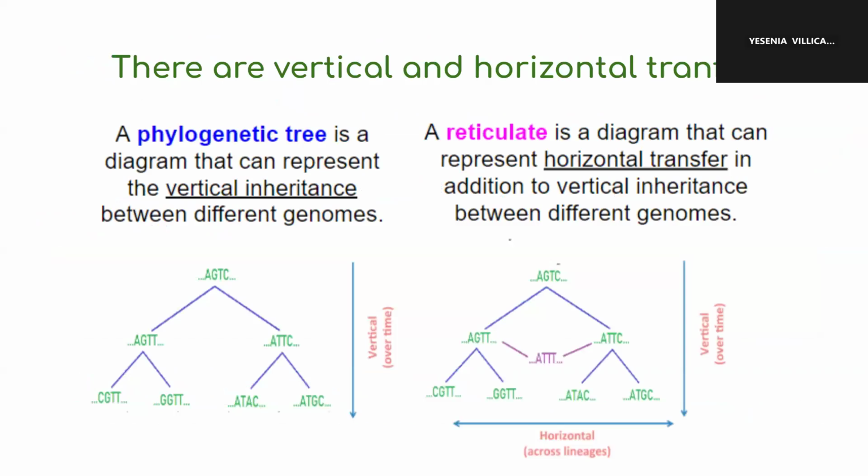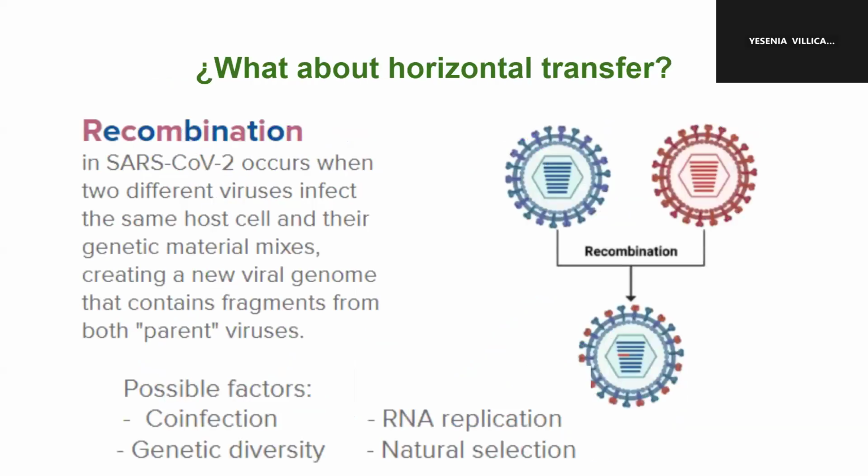There are vertical and horizontal transfer. A phylogenetic tree is a diagram that can represent the vertical transfer between different genomes, and a reticulate is a diagram that can represent horizontal transfer too. But what about horizontal transfer?